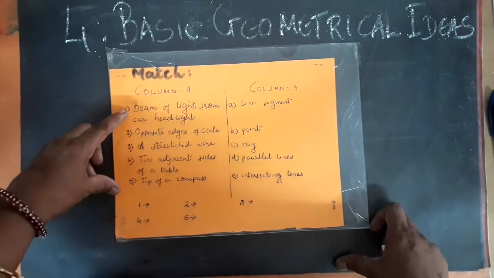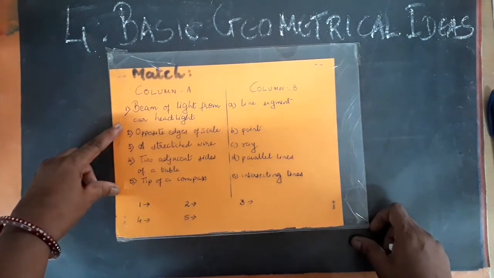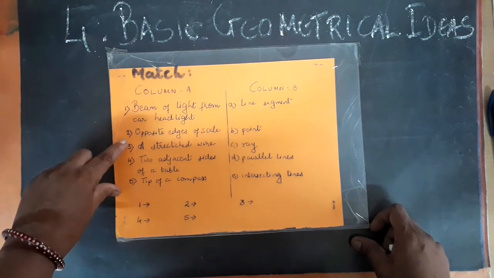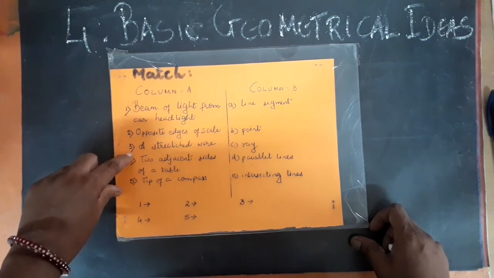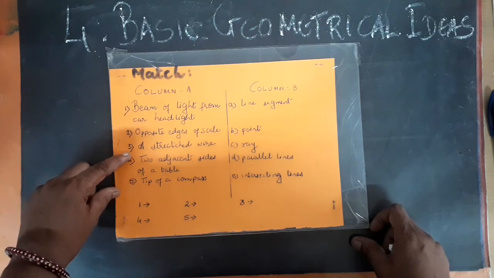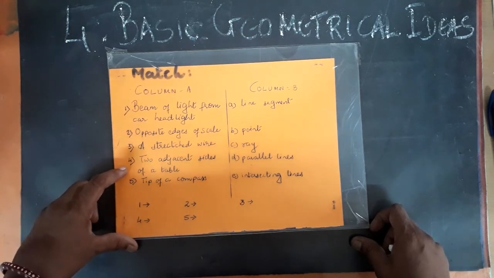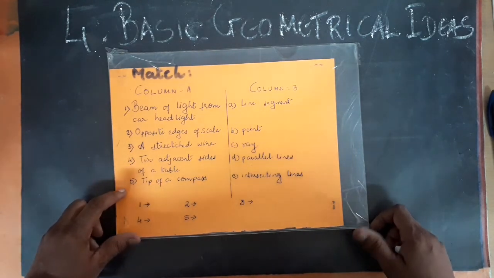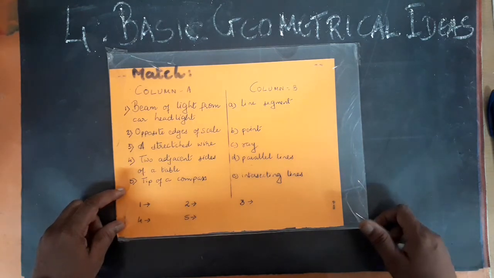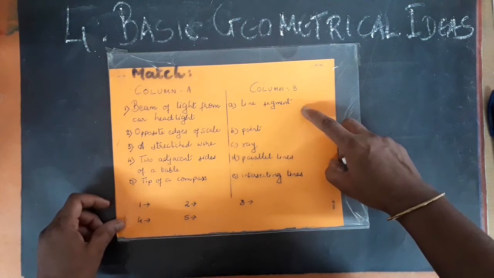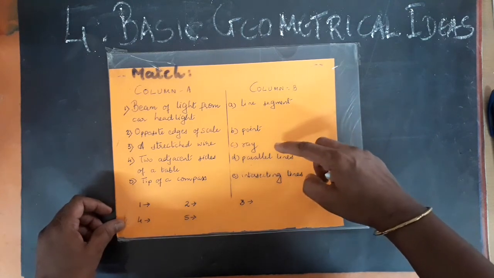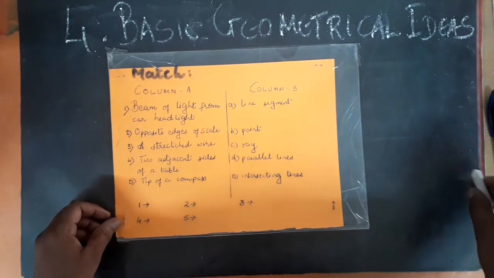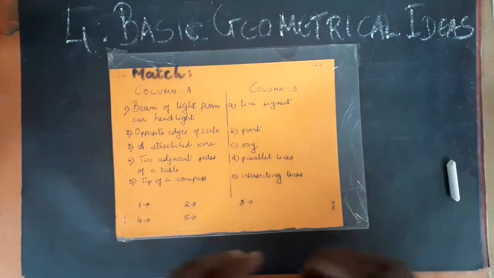Now the options in column A you can read as: first, beam of light from a car headlight; B, opposite edges of a scale; C, a stretched wire; fourth, two adjacent sides of a table; fifth, tip of a compass. And in column B you can read out: A, line segment; B, a point; C, a ray; D, parallel lines; and E, intersecting lines. Now you have to match the correct one.